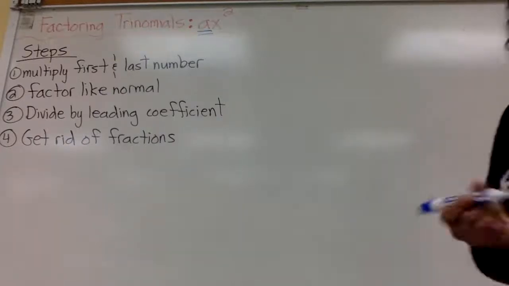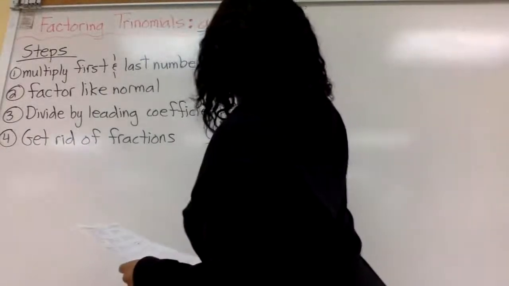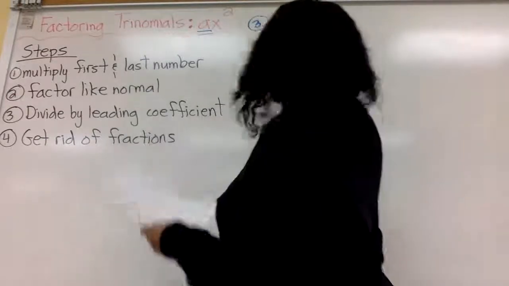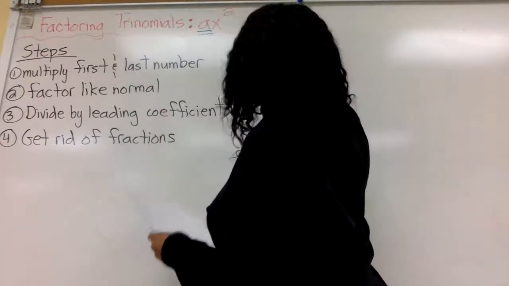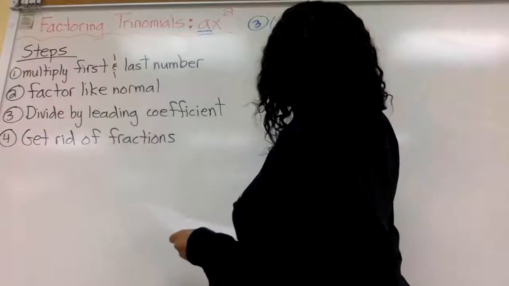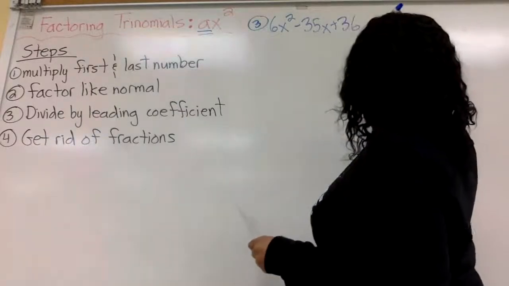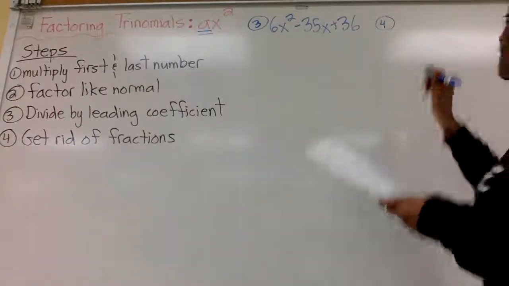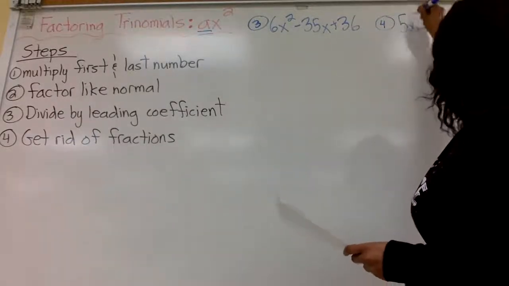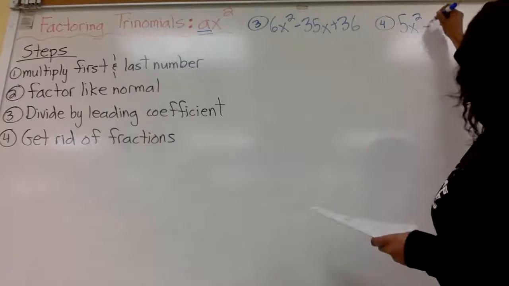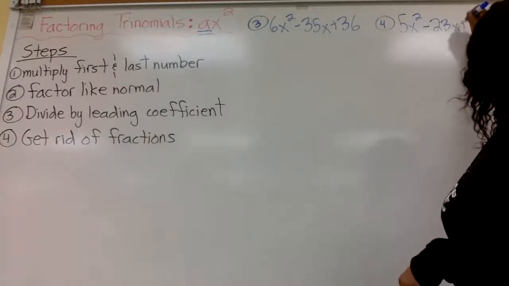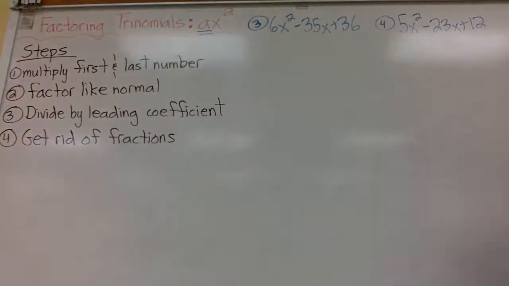So that was 1 and 2. Number 3, we're going to factor 6x squared minus 35x plus 36. And then we're going to factor 5x squared minus 23x plus 12. So these are going to be the 2 problems that we're going to go through and factor this round. Still going to go through and do those 4 steps that I got over there on the board.